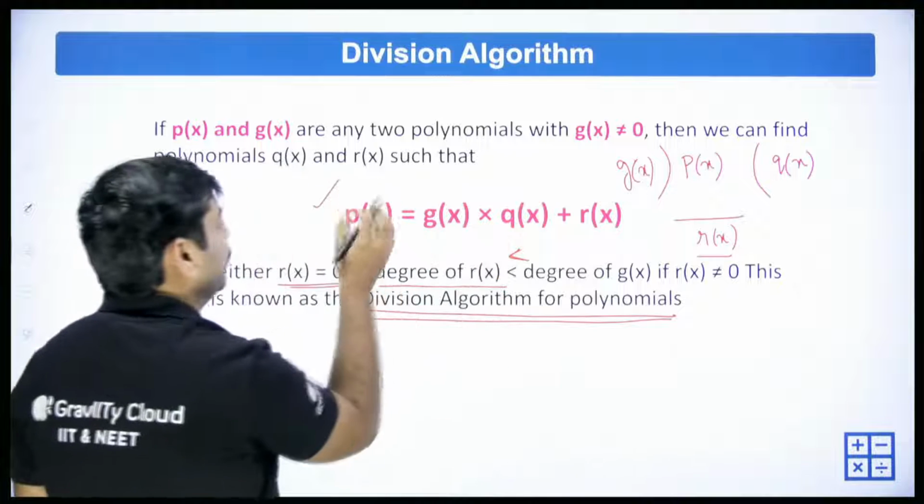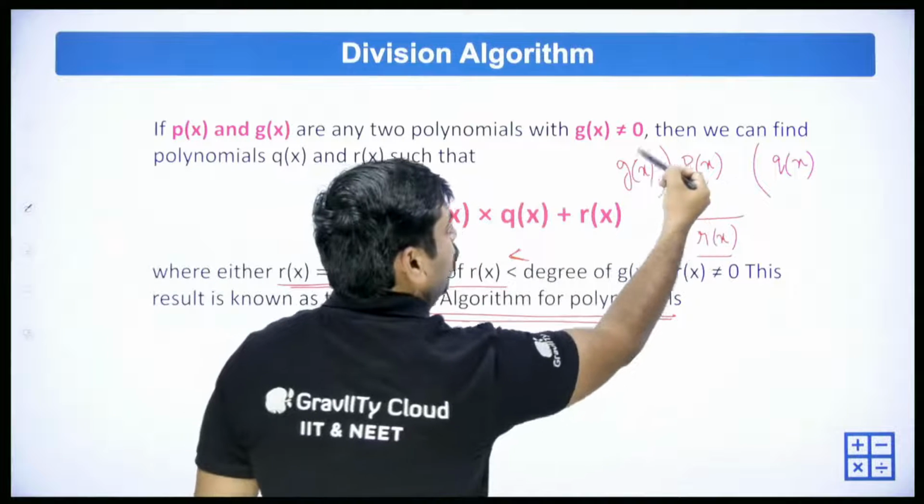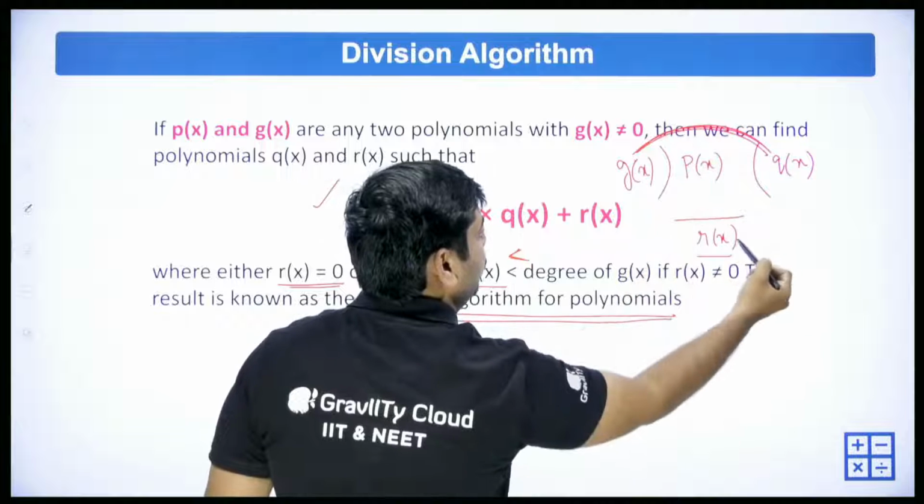So this result is known as the division algorithm for polynomials. Division algorithm: p of x is equal to g of x into q of x plus r of x.